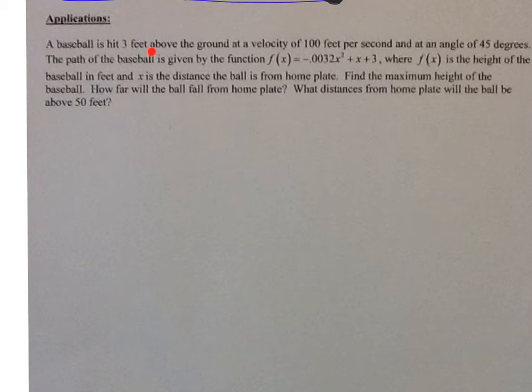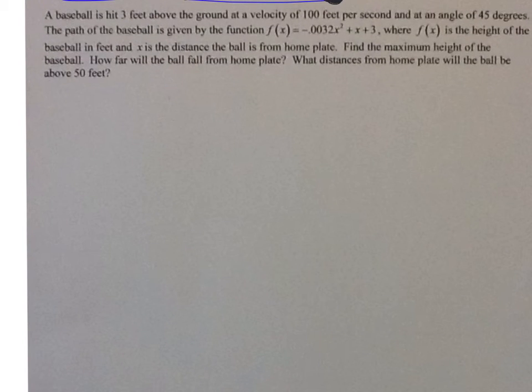A ball is hit 3 feet above the ground with an initial velocity of 100 feet per second at an angle of 45 degrees. The path of the ball is given by the function f of x equals negative 0.0032x squared plus x plus 3, where f of x is the height of the baseball in feet and x is the distance the ball is from home plate. Find the maximum height of the baseball. How far would the baseball fall from home plate? What distance from home plate will the ball be above 50 feet?